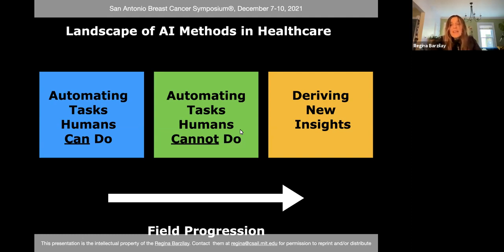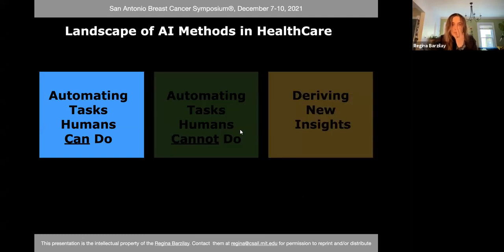And finally, and this is maybe the smallest area, but slowly emerging, is deriving new insight. When a machine learns something, can you actually understand something better about the mechanism of action or about the nature of the disease? But again, this is a yet emerging area. So I will primarily talk about the blue and the green boxes.